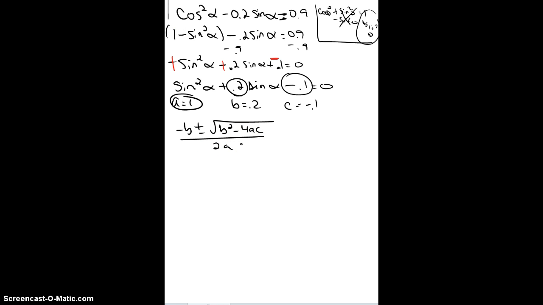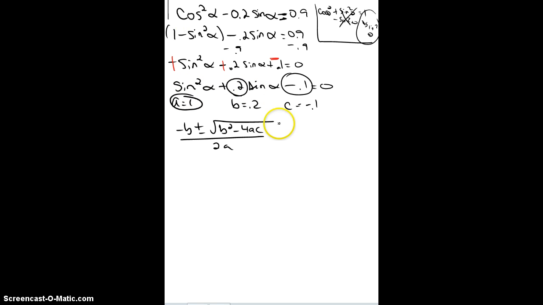Now again, this tells you that x equals these two values. Now notice in this case, x is really a function. X stands for sine of alpha. So when you're done, the decimals that you get are sine of alpha equals that decimal, sine of alpha equals that decimal. Because we're basically treating all of this as x squared, all of this as x.